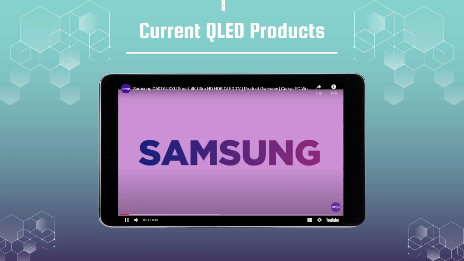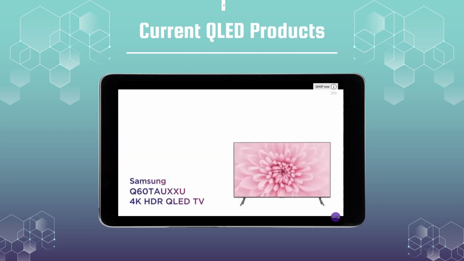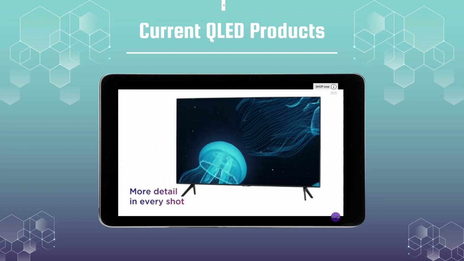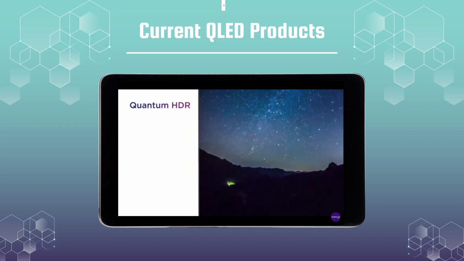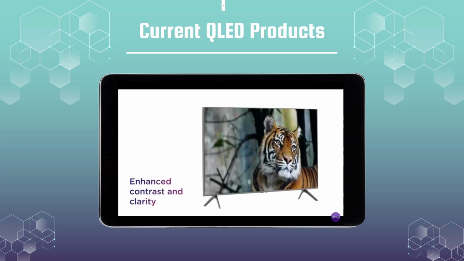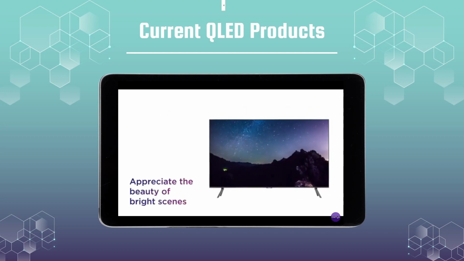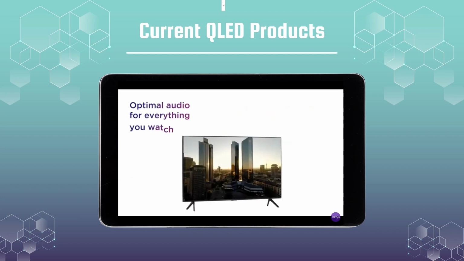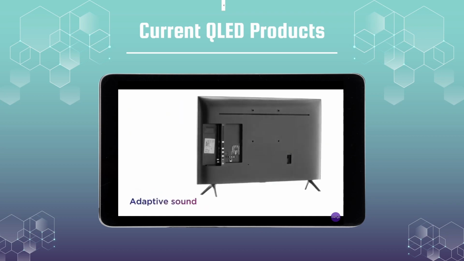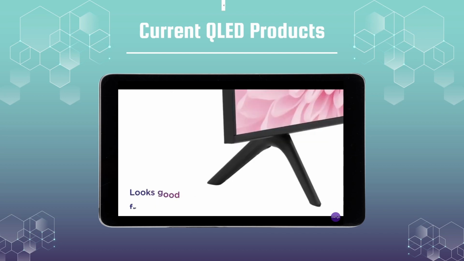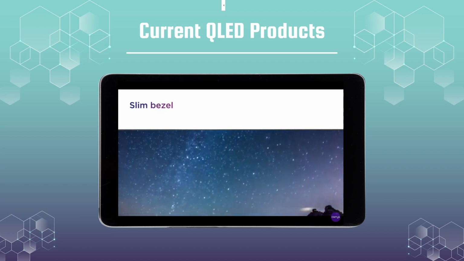This Samsung 4K QLED TV delivers a picture with more depth, making your entertainment look more vivid and true to life. You get more detail in every shot, making sure you never miss something that's lurking in the shadows with Quantum HDR. Enhanced contrast and clarity allow you to see more details in the dark scenes and appreciate the beauty of bright and vibrant scenes. You get the optimal audio for everything you watch with immersive adaptive sound that automatically adjusts based on what's on screen. It looks good from any angle with no mess of cables and a slim bezel that doesn't get in the way.